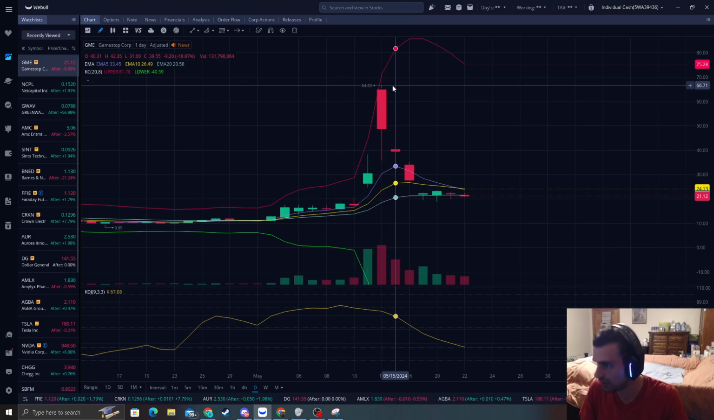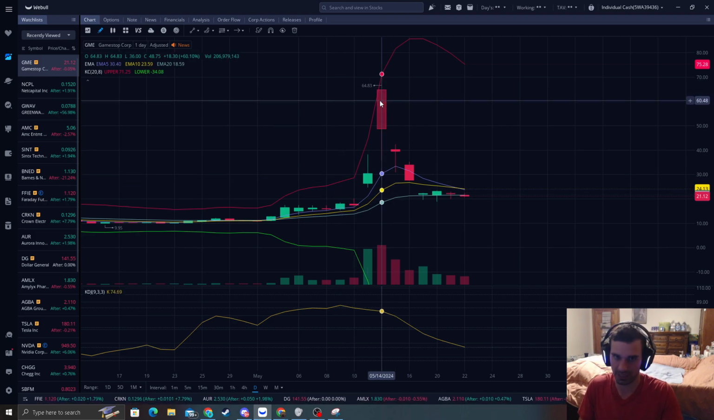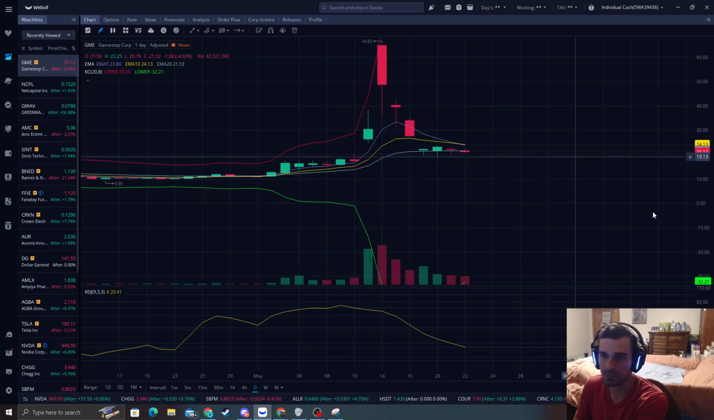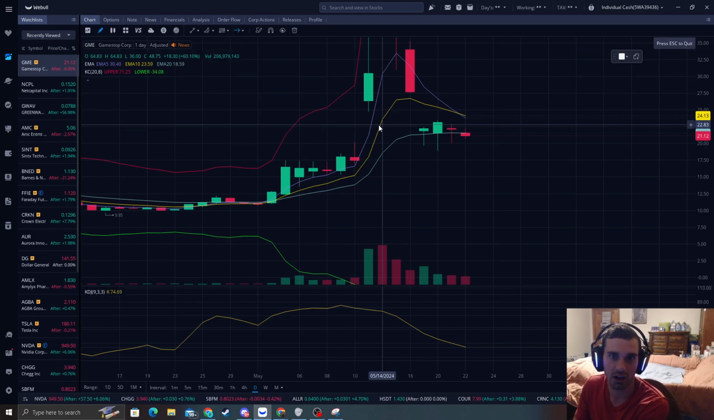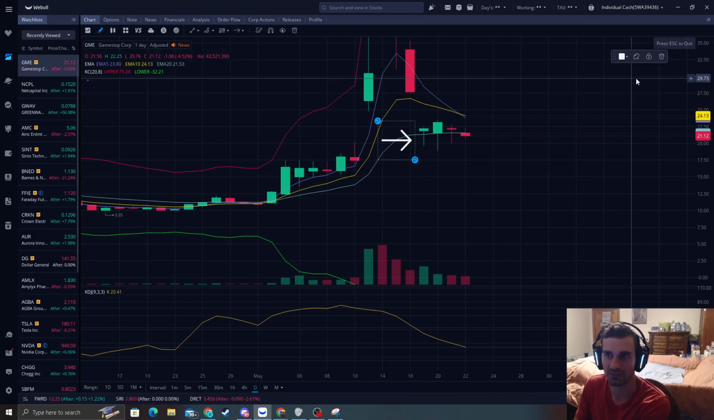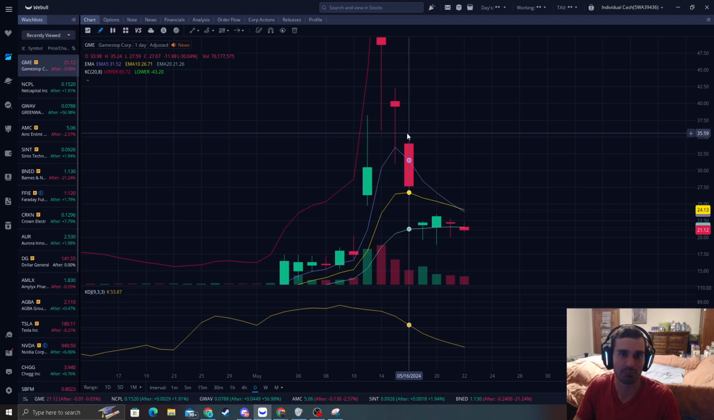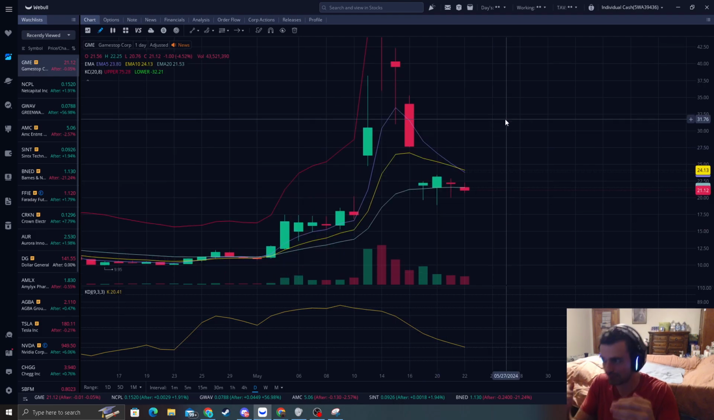If you weren't in on this train, you missed the boat. I hate to say it. You just got to say I missed the boat. But there's still an entry to get in on the pullbacks, and this is your safe entry. Not when price is going 5-10% in a blink of a second, and look at the massive candles down. You don't want to get in front of the train.